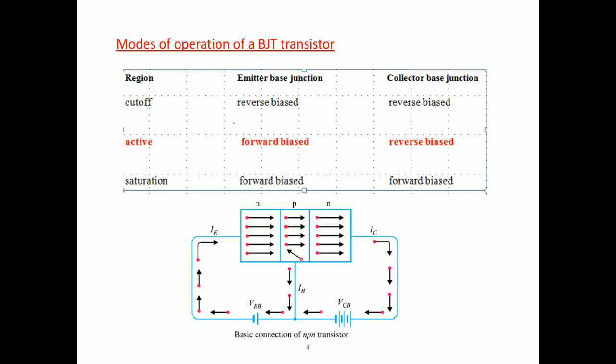What about the active region? Again, the base emitter voltage is forward biased and the collector base junction is reverse biased. Then you can call it active. My transistor is under the active region. What about the saturation region? These two junctions are both forward biased. So my transistor is under the saturation region. Once you understand this concept, let us move on to the operation of the given transistor.